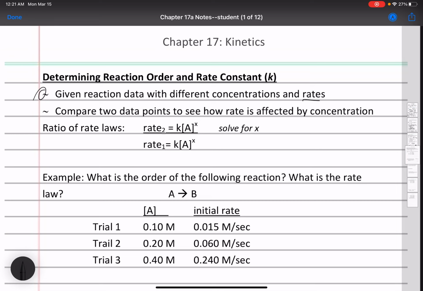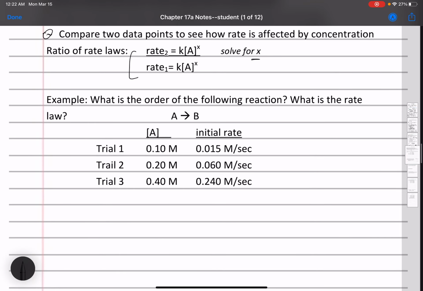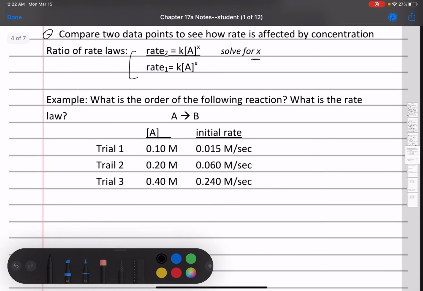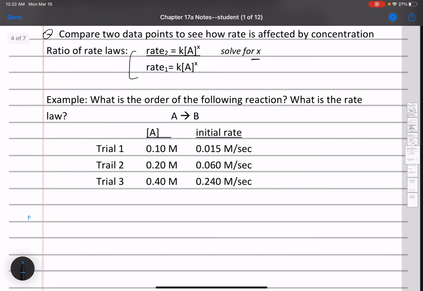And then we compare two of those data points so that we can see how the rate is affected when we change the concentration. So essentially what we're going to do is a ratio of the rate law from the different trials. So we'll take trial 1 and trial 2, and we'll create a ratio, and then we'll use that to solve for x. I'll show you in this example.